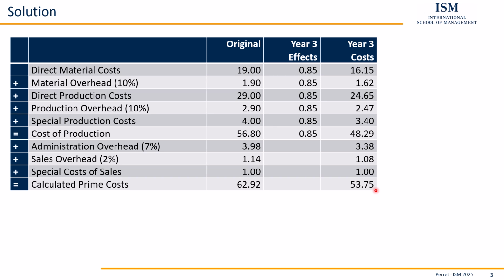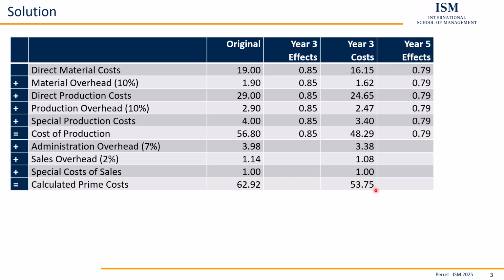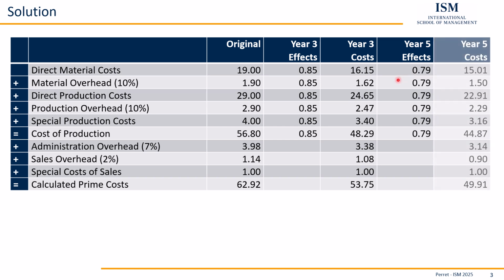This was year 3. We can do the same for year 5. Here we have a cost multiplier of 0.75. So the whole part of the original production cost calculation is just multiplied with 0.75, giving me these new values here. Again, based on the newly reduced cost of production, 7% for administration overheads, 2% for sales overheads, and the special costs of sale remain the same. So I can add those three to the cost of production, getting here the new reduced prime costs.